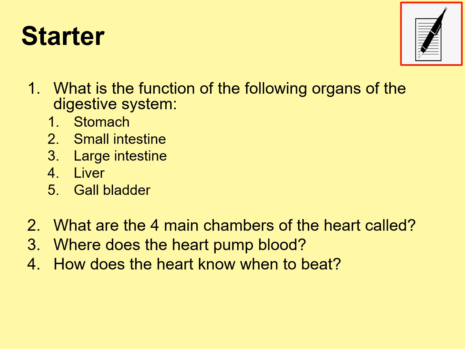Question 2, what are the 4 main chambers of the heart called? Question 3, where does the heart pump blood? And question 4, how does the heart know when to beat? So I'm going to give you 5 minutes to do this. Off you go.